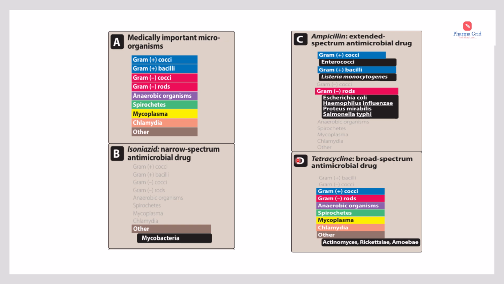Then the third one is tetracycline, which is a broad spectrum antimicrobial drug. It has activity against a wide range of microorganisms such as gram-positive organisms, gram-negative organisms, then anaerobic organisms, spirochetes, mycoplasma, chlamydia, and others such as actinomyces, rickettsia, and amoeba. So this is how the difference came. Isoniazid is a narrow spectrum antibiotic, ampicillin is an extended spectrum, tetracycline is a broad spectrum antimicrobial drug which covers a wide variety of microorganisms.